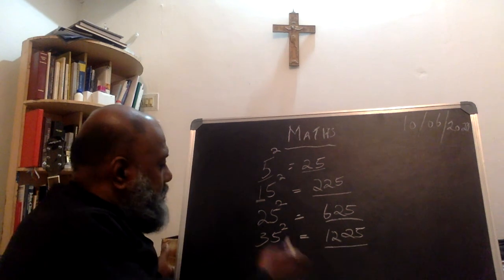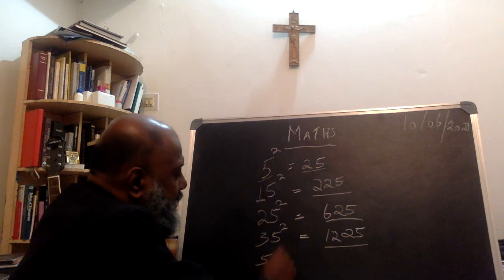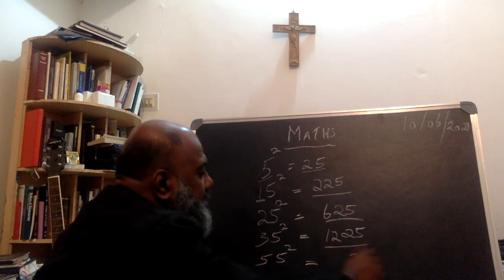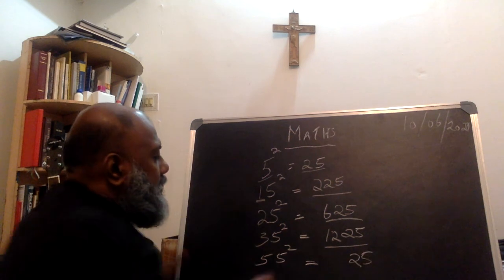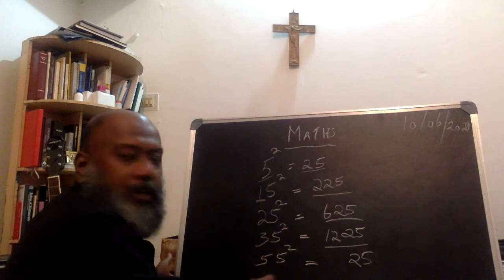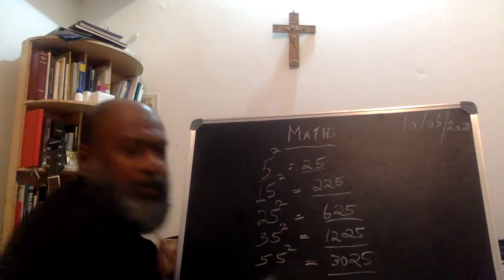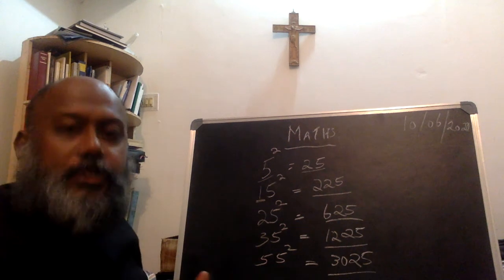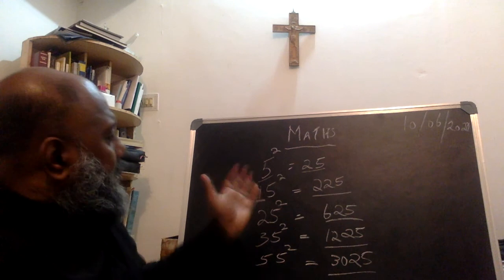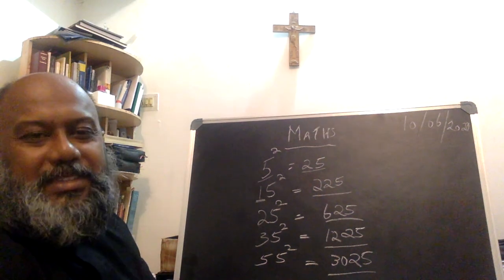Let's do something larger maybe. Let's try 55 square. Similarly, the answer would have 25 at the end. And because 5 has to be multiplied by 6, which is the next number after 5, the answer is 30. So it will be 3025. It is so simple, my dear friends, to do squaring of numbers that have 5 at the end. The concept remains the same.